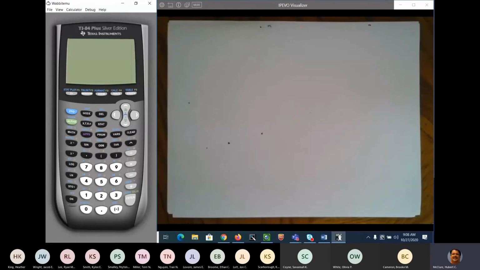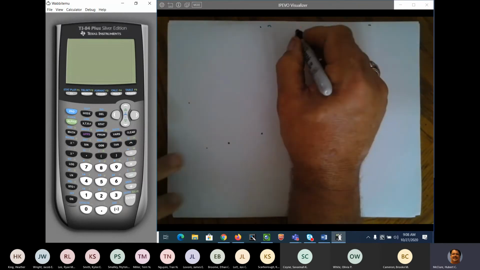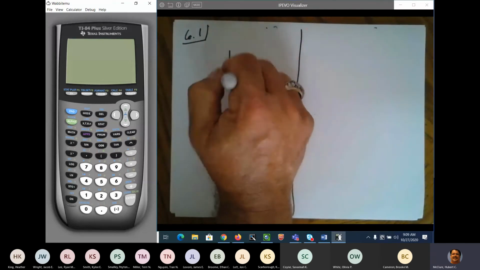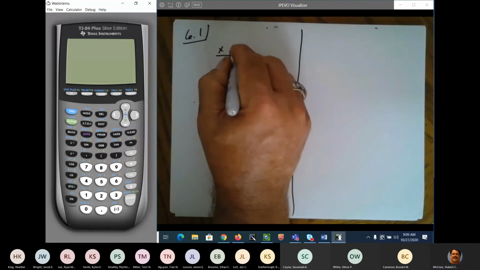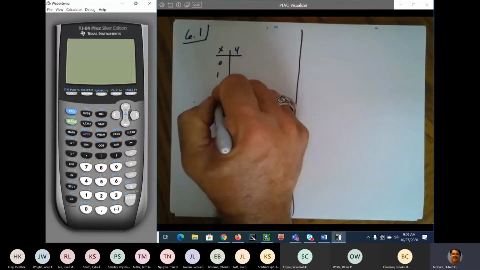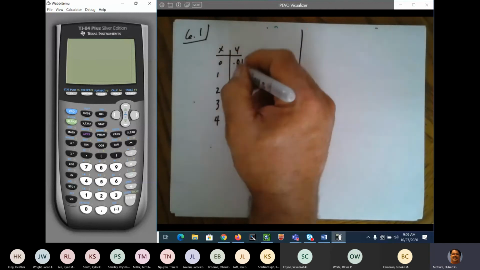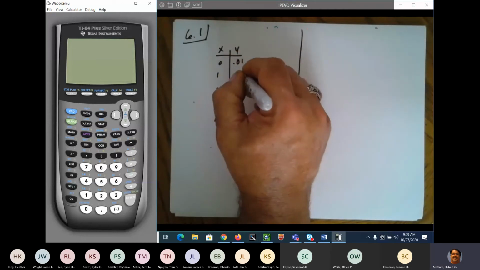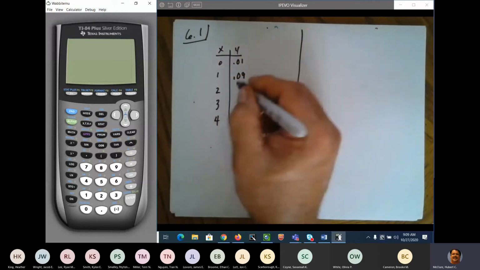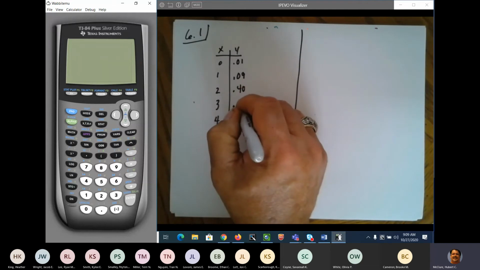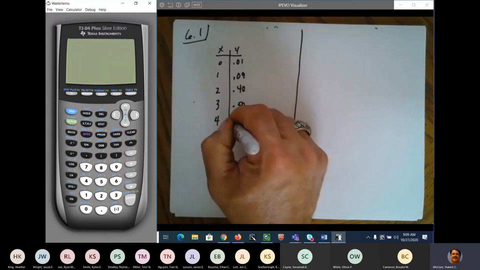For the chapter 6 and 7 test, for chapter 6, 6.1, you got the probability distribution: 0, 1, 2, 3, 4, with probabilities 0.01, 0.09, 0.40, 0.50, and 0.0000.